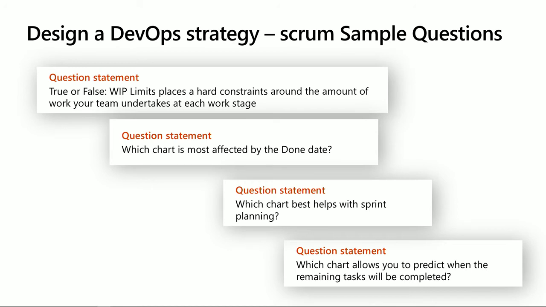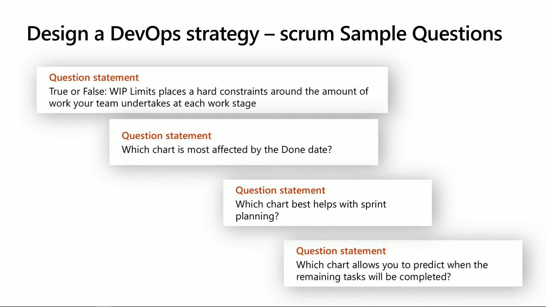Next one, which chart best helps with sprint planning? What you need to know about sprint planning is how much can your team do? Did I hear it? Velocity, exactly. So velocity deals with sprint planning. Now when they give you these questions, they're going to give them to you in multiple choice, but directly knowing the answer eliminates all the guesswork, all right?